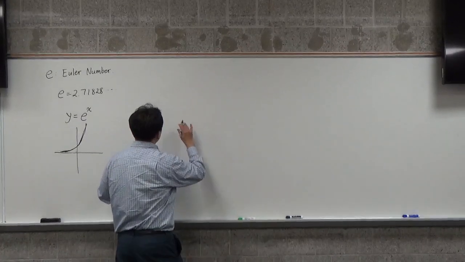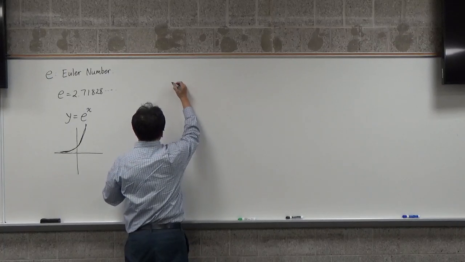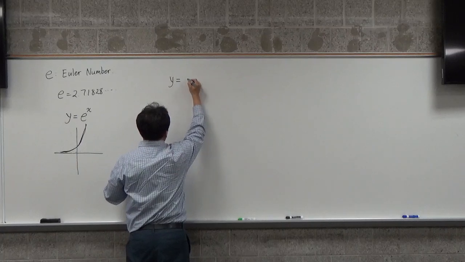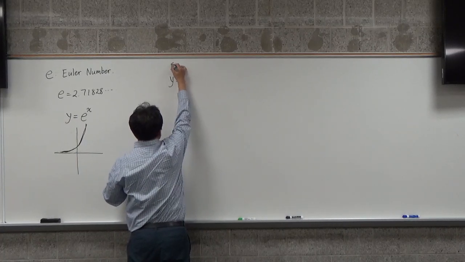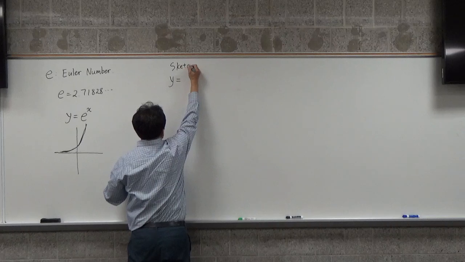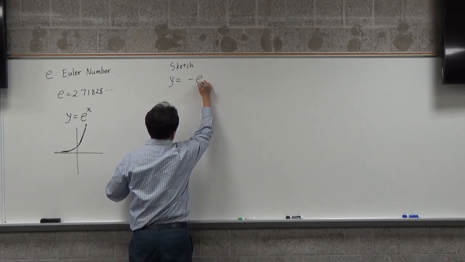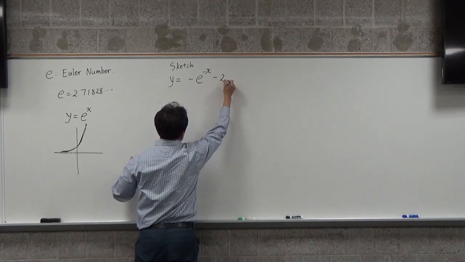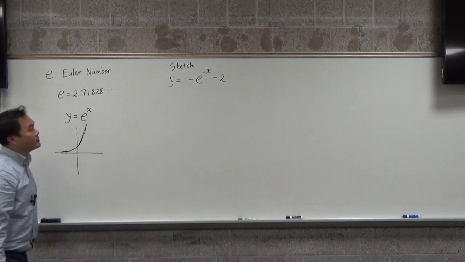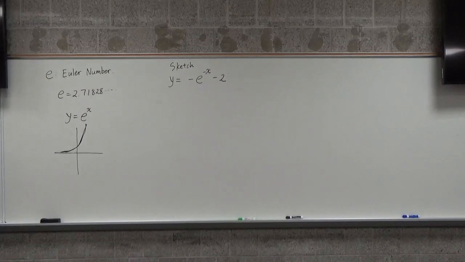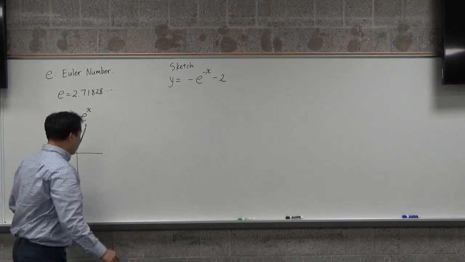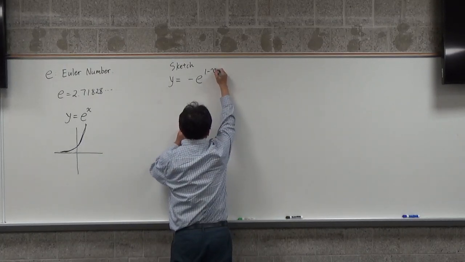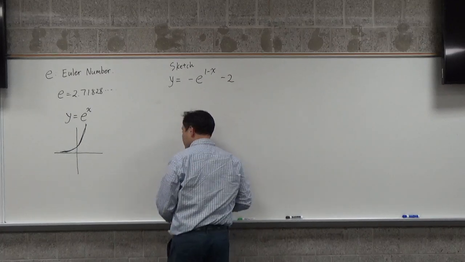So assuming that this made sense, let me show you a type of question that could be asked at this level. So sketch negative e to the negative x minus 2. Oh, no, sorry, that's not what I wanted. Negative e to the negative x minus 2. Okay.